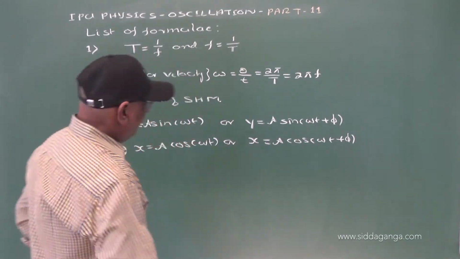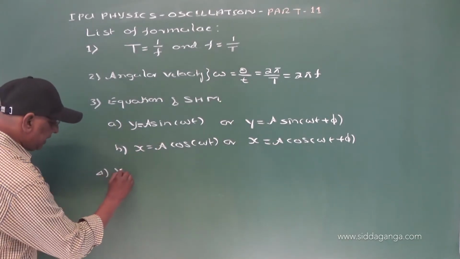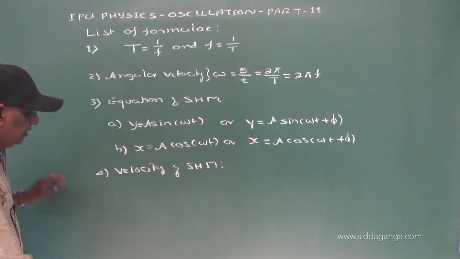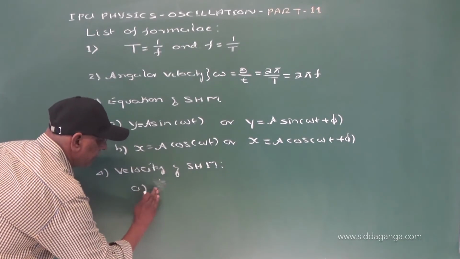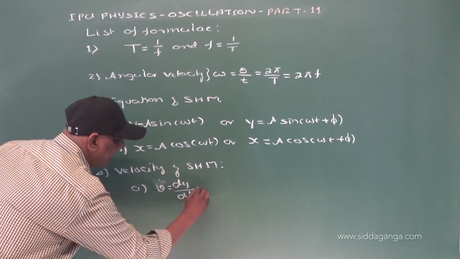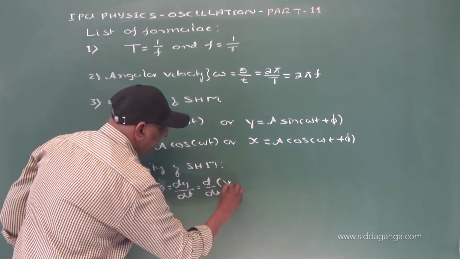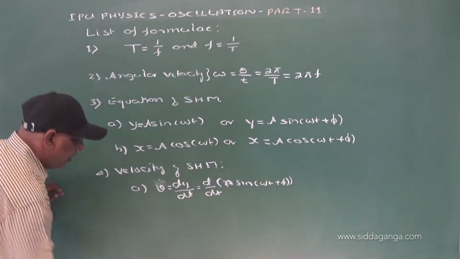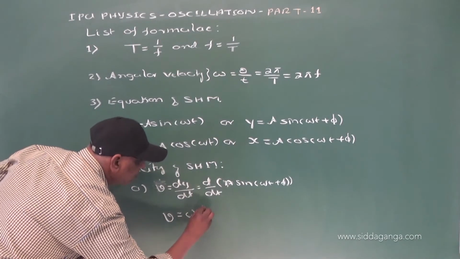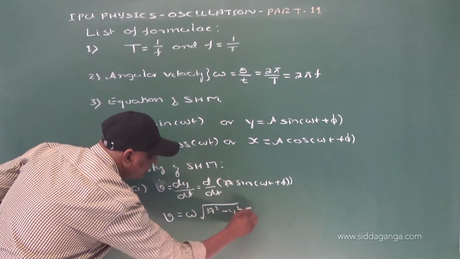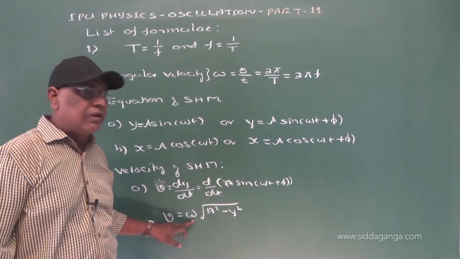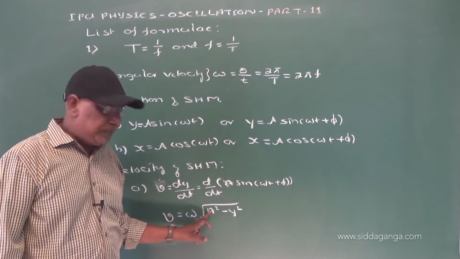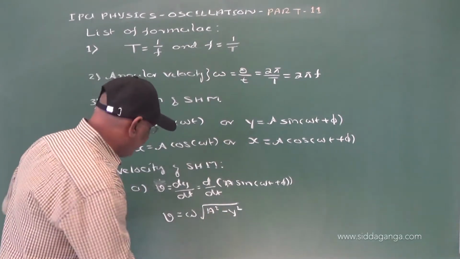And the fourth one we have is velocity of simple harmonic motion. V is equal to dy by dt, that is equal to d by dt of a sin(omega t plus phi), right? Or we can show that v is equal to omega into square root of a square minus y square, where omega is angular velocity which is equal to 2 pi by T or 2 pi f, and a is amplitude and y is displacement at any instant of time.